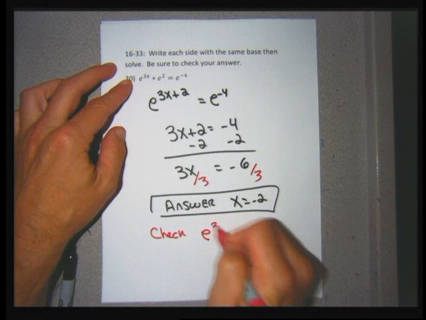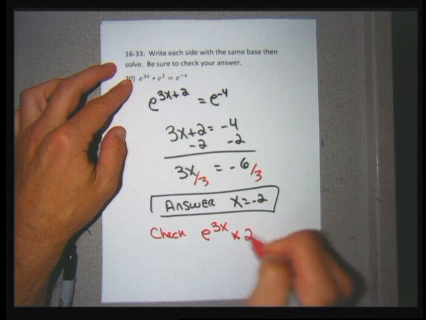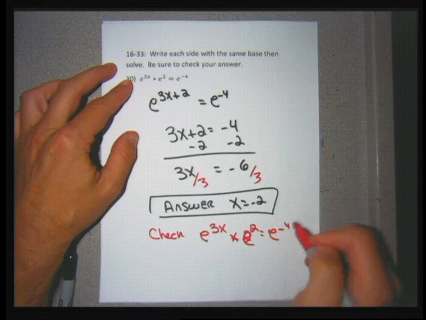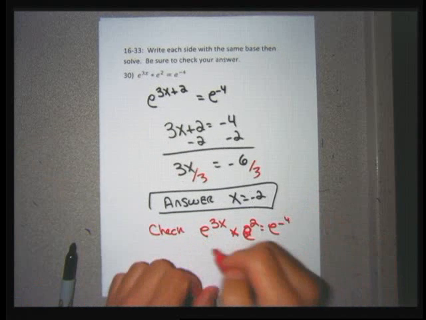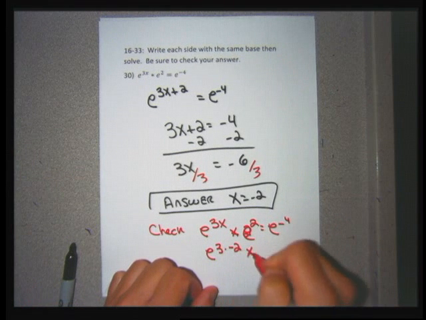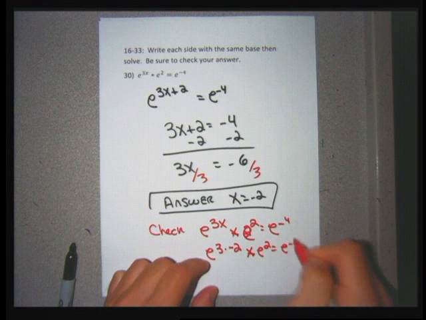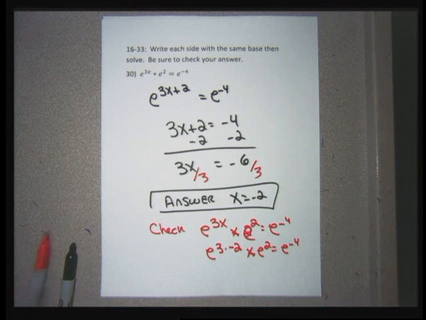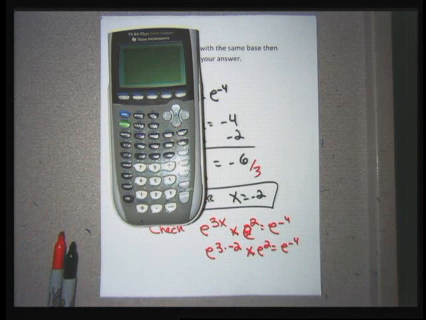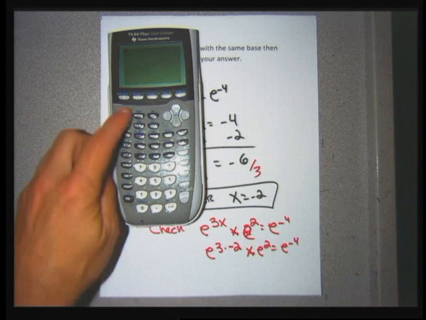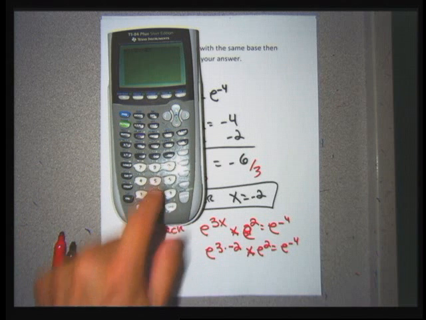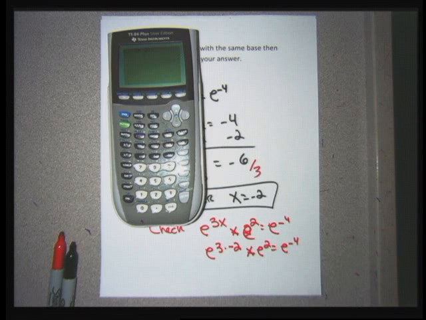e to the 3x times e to the second power equals e to the negative 4 power. I should plug in negative 2 for x. It should be the case that e to the 3 times negative 2 times e squared equals e to the negative 4. I could do this on my calculator. Again, it's kind of mindless on my calculator. So for this left-hand side, I do second ln, 3 times negative 2, and close out the parentheses.